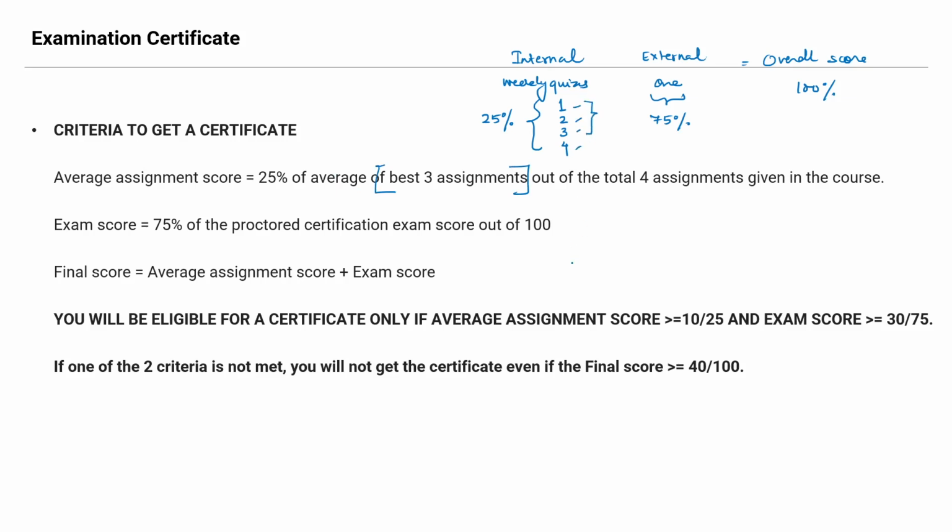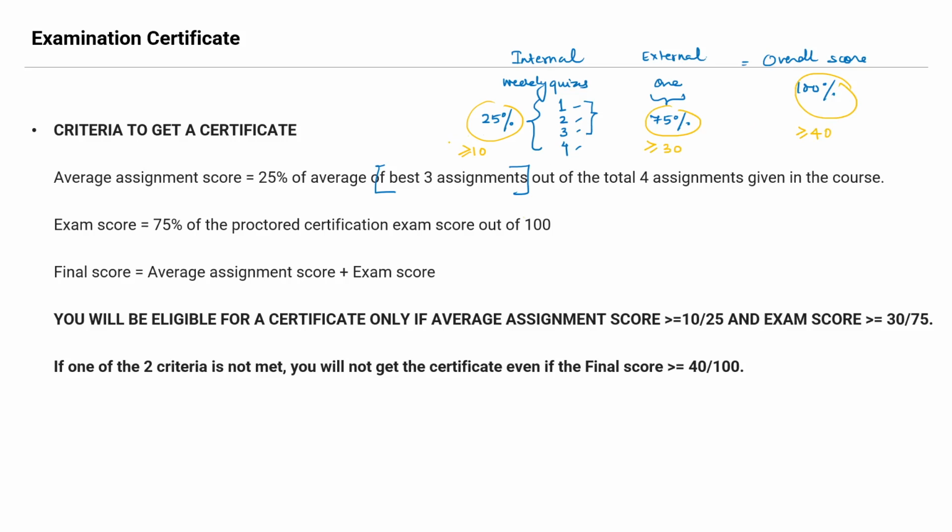Okay. And there are certain more criteria to it. It is not just appearing in the examination and getting marks. The background rule also says that in the internals you need to score more than or equal to 10. In the externals you need to score more than or equal to 30, which means in the overall your score needs to be more than or equal to 40, right?